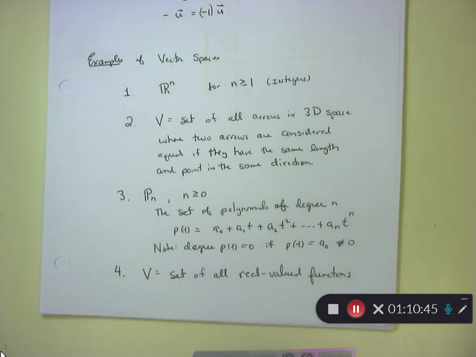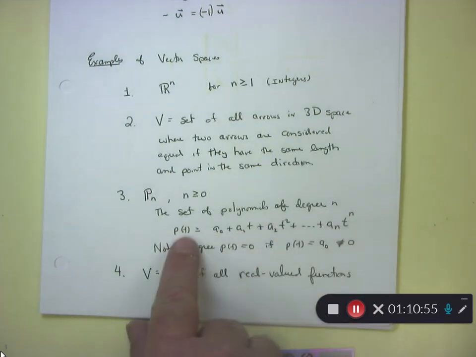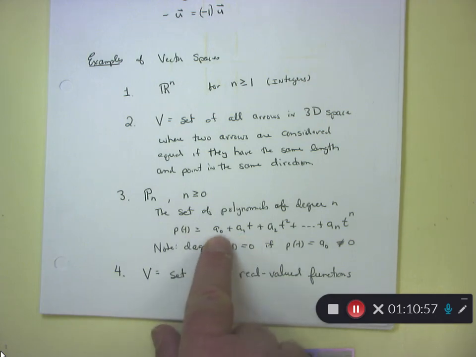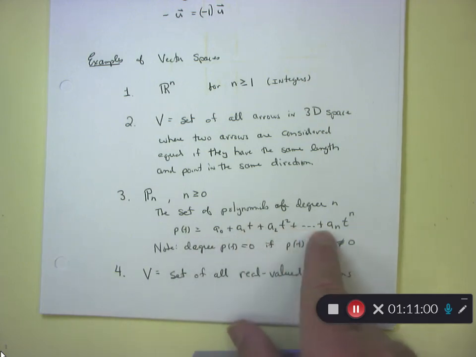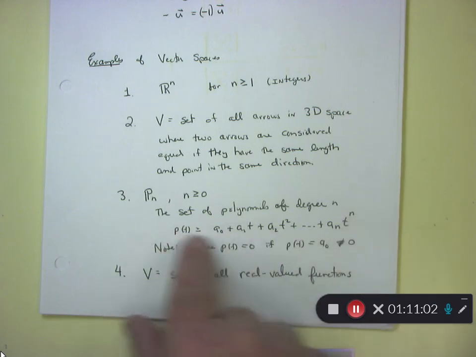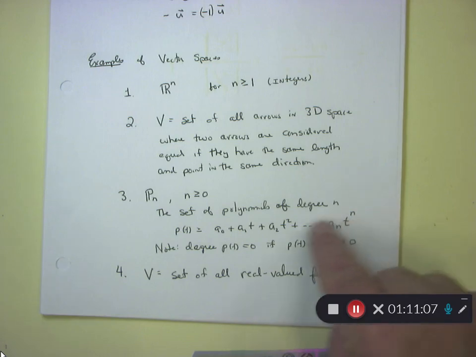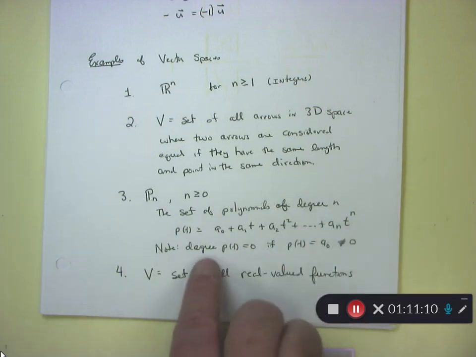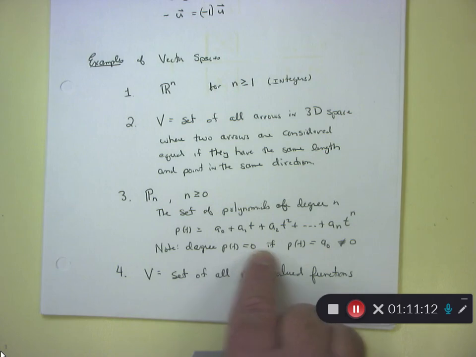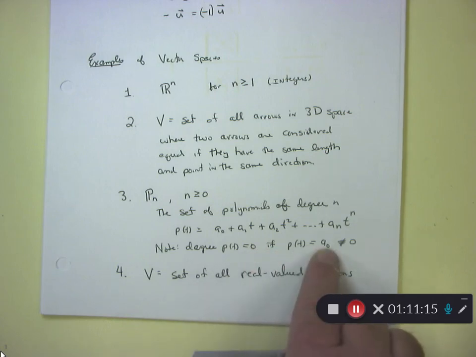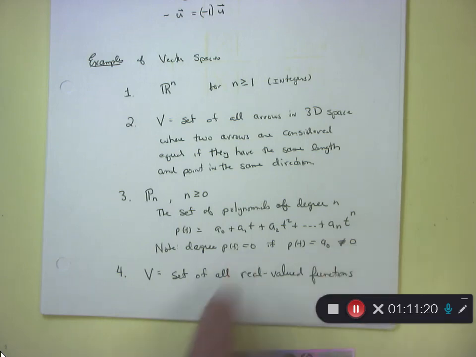Here's another one, Pn, where n is greater than or equal to 0. P is the set of polynomials, like 3x squared plus 2x minus 5. You can look at the set of polynomials p(t) = a0 + a1t + a2t^2 + ... + an t^n. This is a polynomial where a0, a1, a2 are the coefficients, and t is the variable. You'll notice that the degree of p(t) equals 0 if and only if p(t) is a nonzero constant. Okay, and here's the deal, a0 can't be equal to 0 for the degree to be 0.